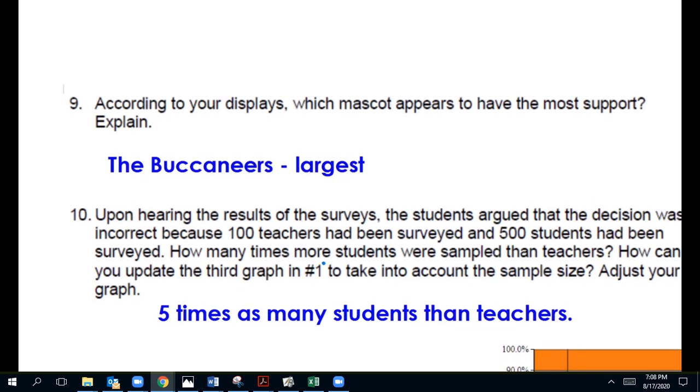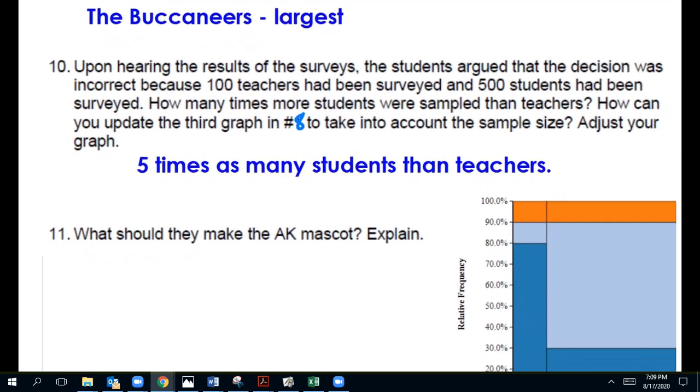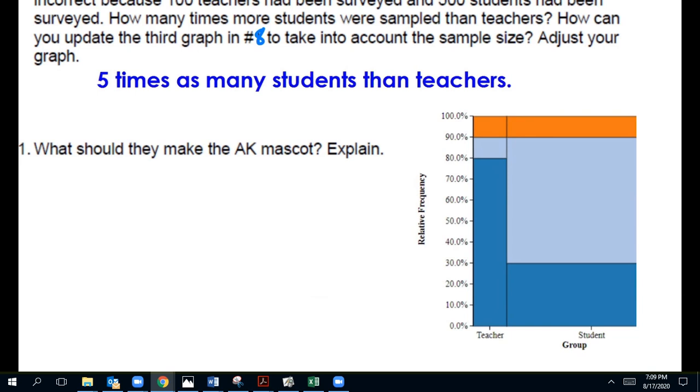Just your third graph in number 8 to take into account the sample size. And so this is one you could have really done a bunch of different things. But what we were thinking is if I have 5 times the size, I should make the students 5 times as wide. And a graph that takes into account sample sizes like this is called a mosaic plot.